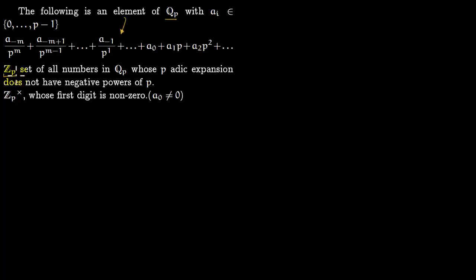Now Z sub p, these p-adic integers, these are the set of all numbers of this Q sub p whose p-adic expansion does not have negative powers of p. So this portion is our p-adic integers. So what are the units of this? So the units of this are precisely those p-adic integers whose first digit is non-zero. So this has to be non-zero.